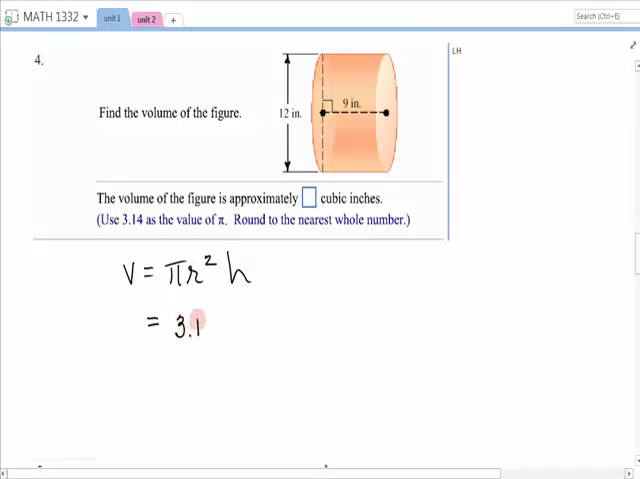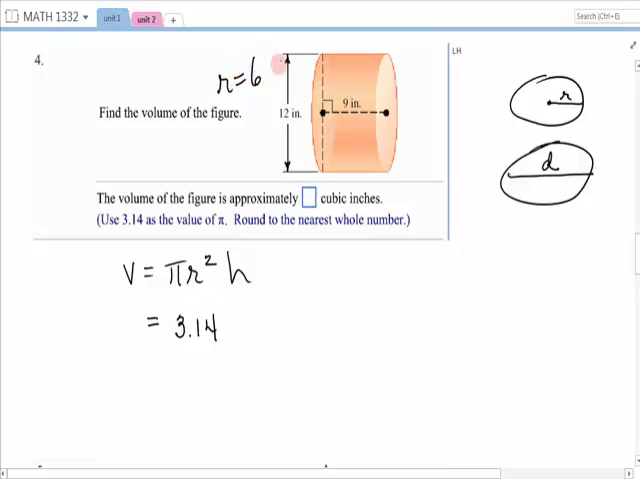Pi is 3.14. Were you given the radius of the circular bottom or top? Were you given the radius? Remember, in a circle, the radius is from the center out. Sorry about my bad circles. The diameter is all the way across. Which one are you given? The diameter, because it goes from here all the way across. So when it asks for the radius, you have got to cut that diameter in half.